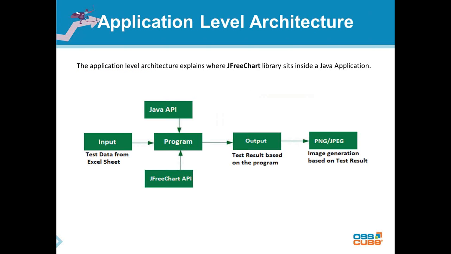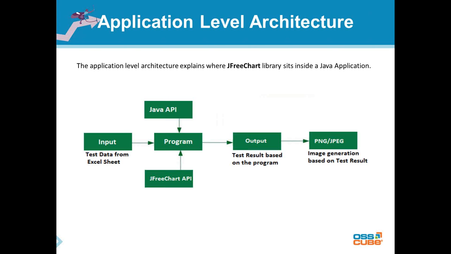We have input, we have program. Program here signifies the Java program, basically. The Java file can be a standalone file or a file in a framework. In that program there are the Java API and the JFreeChart API, which gives you the output, and then the JFreeChart API will convert that output into some image.